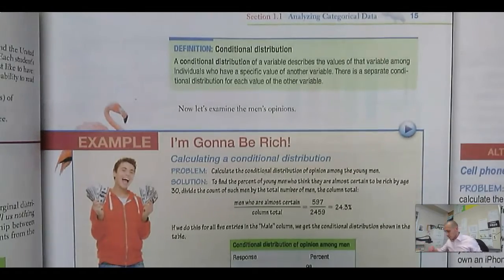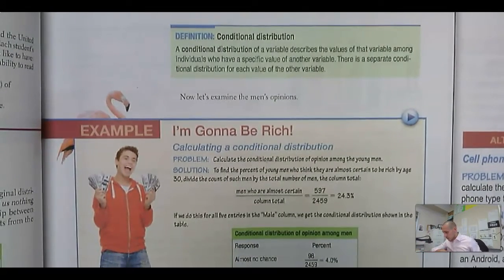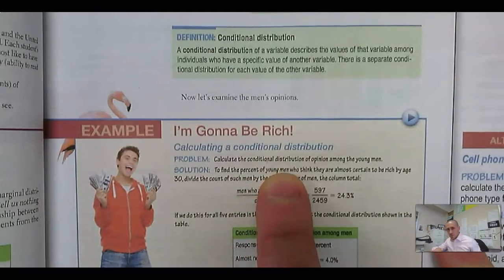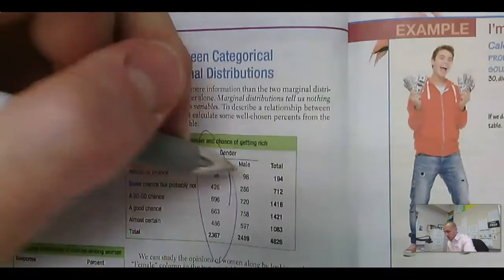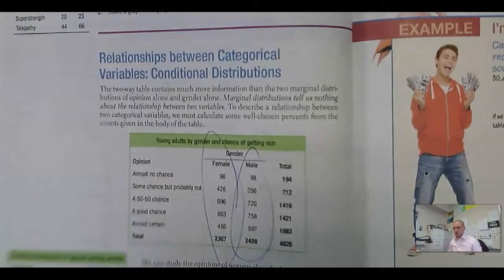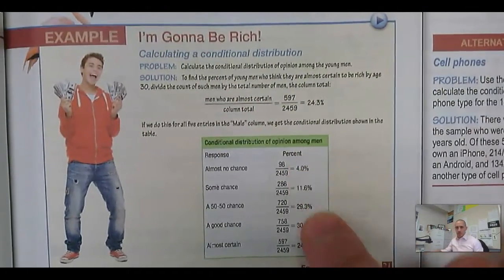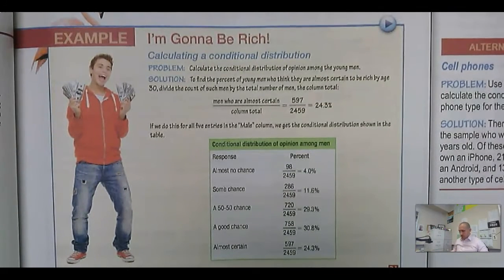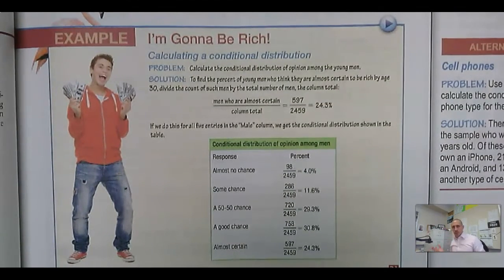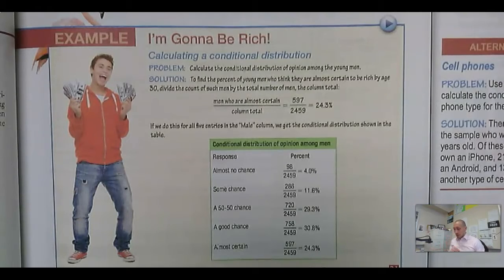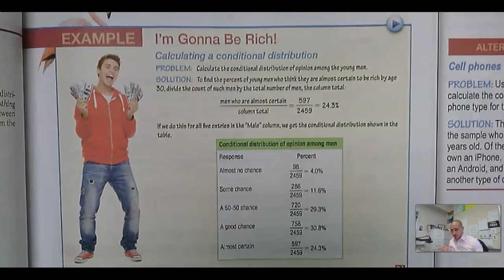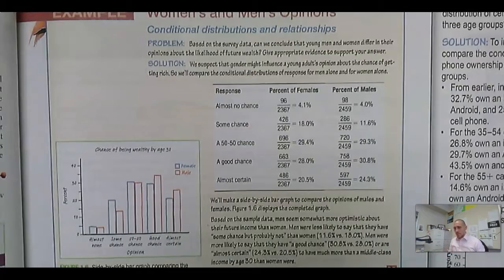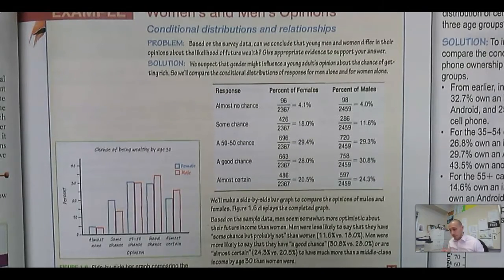Okay, the definition's a little clunky. I'm not a huge fan of it. So this now calculates the conditional distribution of opinion among the young men. So now we're looking just for the males, and you can see we're dividing each of the opinions by the total amount of males. Then I can compare male to female and start to see, is there a difference between the males and the females who think they have almost no chance of being rich, some chance, and so on? And that will lead you to being able to tell if there is an association between the two.